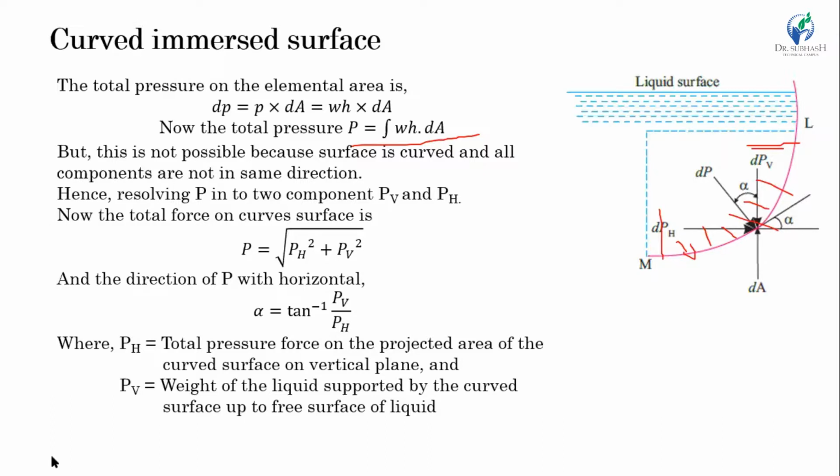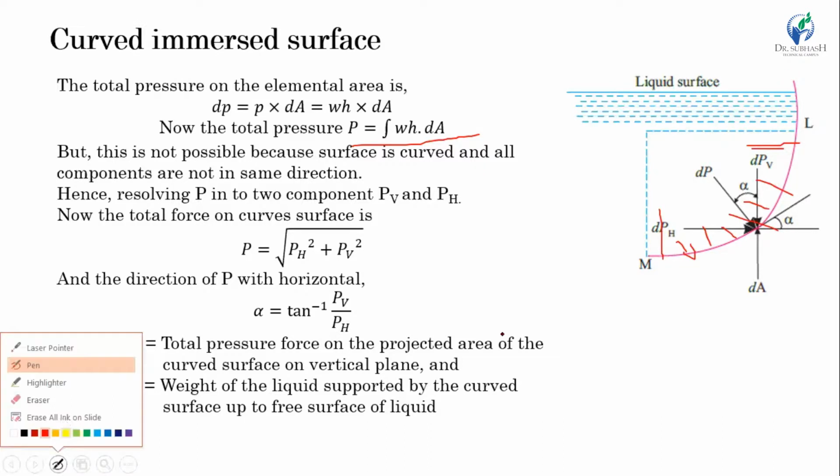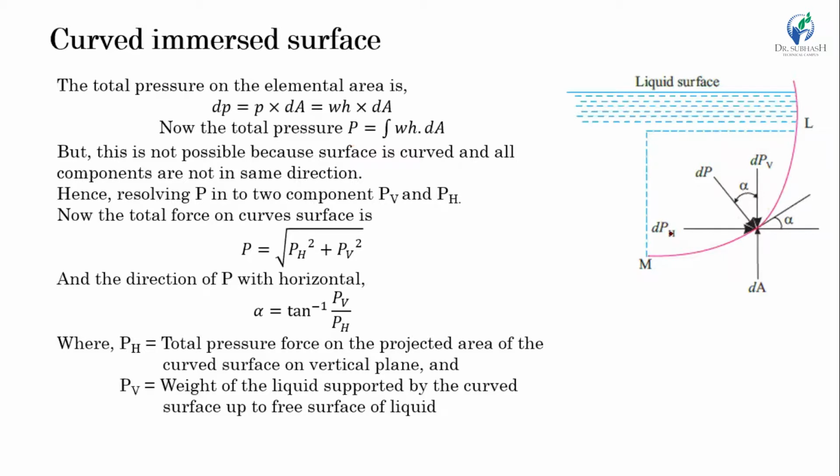So for that we have to consider two components of force, say vertical component and horizontal component. By considering horizontal and vertical components, we can take a simple integration, and then we can calculate the total pressure force by applying this equation, under root sign of PH square plus PV square. Here PH and PV are the total pressure force acting in the horizontal direction and the total pressure force acting in the vertical direction. But here keep in mind PH and PV are both different.